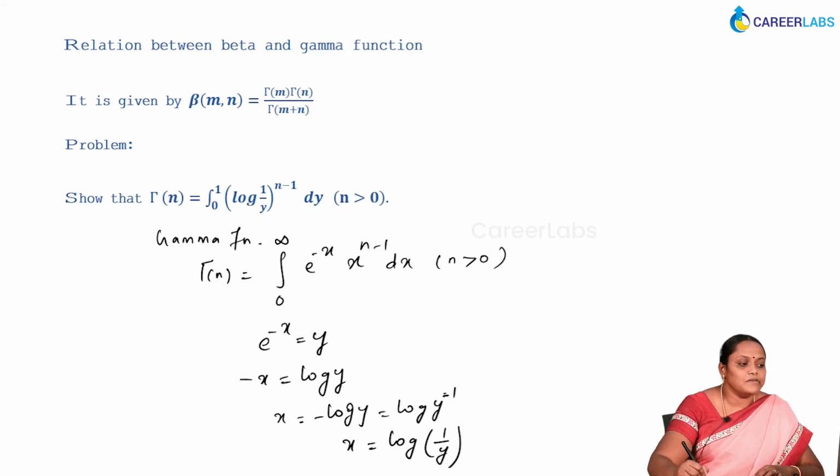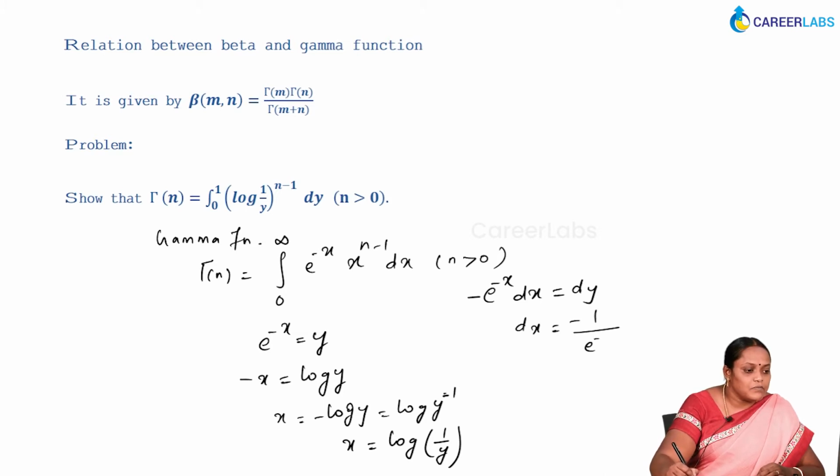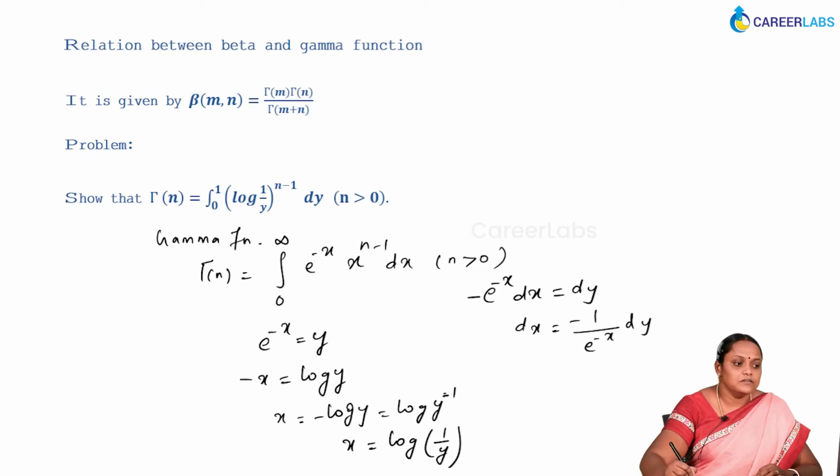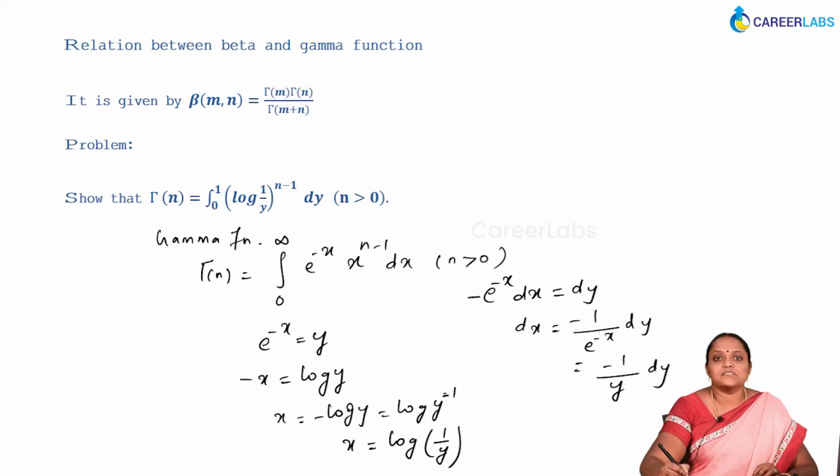In the same way, since y is equal to e power minus x, when you differentiate this term, you will get e power minus x into minus 1. So minus e power minus x dx will be equivalent to dy, and dx will be equivalent to minus 1 by e power minus x dy. E power minus x is nothing but y. Therefore, this is equivalent to minus 1 by y into dy.